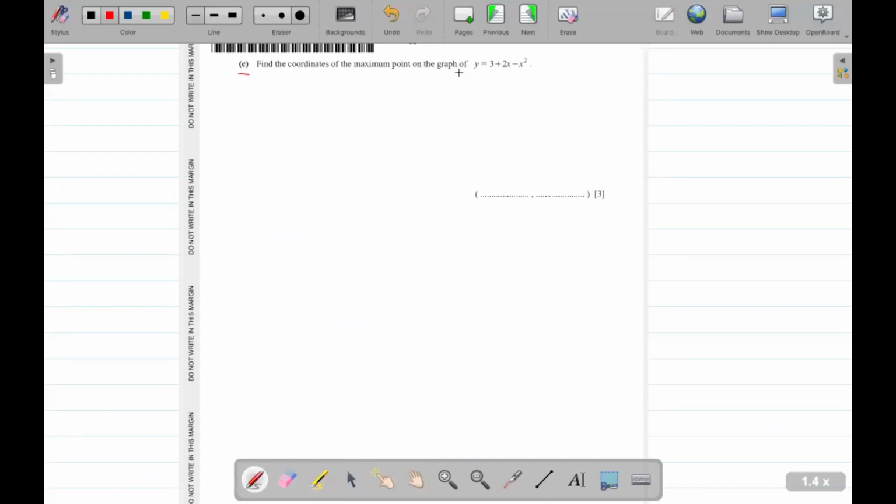Find the coordinates of the maximum point on the graph y equals 3 plus 2x minus x squared. To calculate the maximum point of the graph, firstly we will calculate the turning point of the graph. At the turning point, the gradient of the tangent line is equal to 0. We already calculated dy over dx. This is 2 minus 2x. When we take 2 minus 2x equal to 0, 2x will be equal to 2 and x equals 1. At this point, we will take the value of the second derivative of this function.